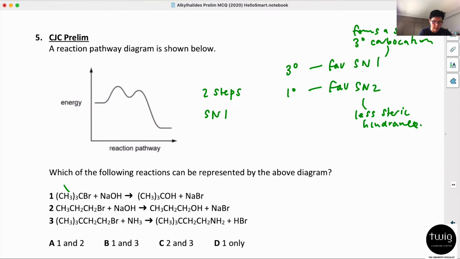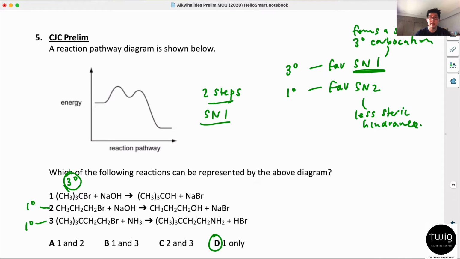So let's look at the different halogenoalkanes. This is a tertiary halogenoalkane. This is a primary halogenoalkane, and this is also a primary halogenoalkane. Which of the following can be represented by the above diagram? It looks as if only the first one, because it's a tertiary halogenoalkane. Tertiary halogenoalkane will undergo SN1, which is a 2-step mechanism, so the answer has to be D.